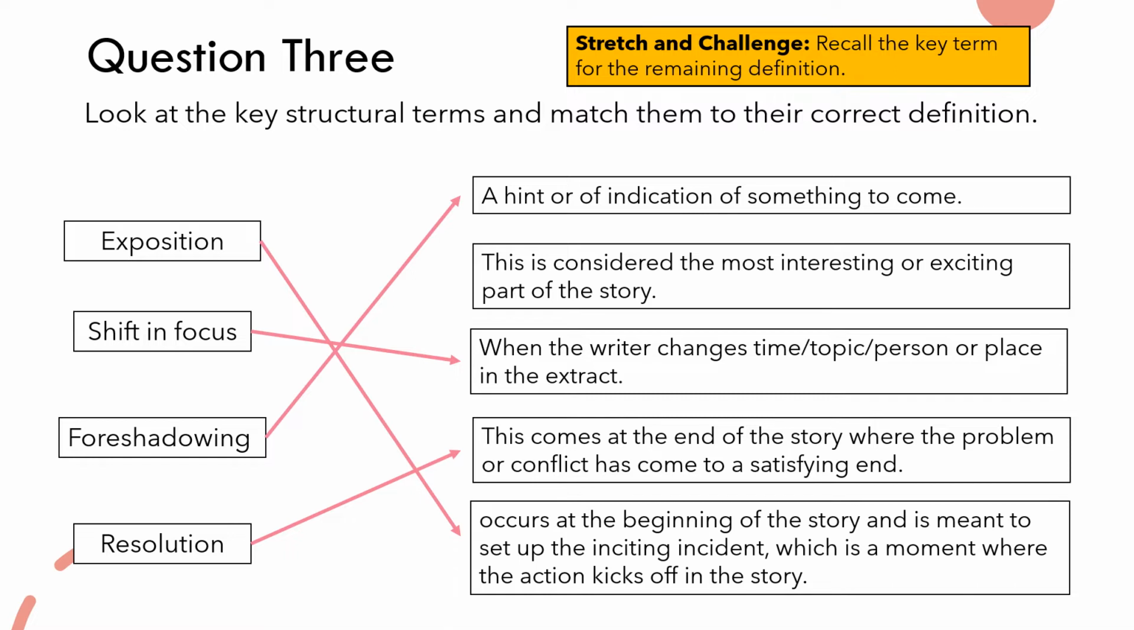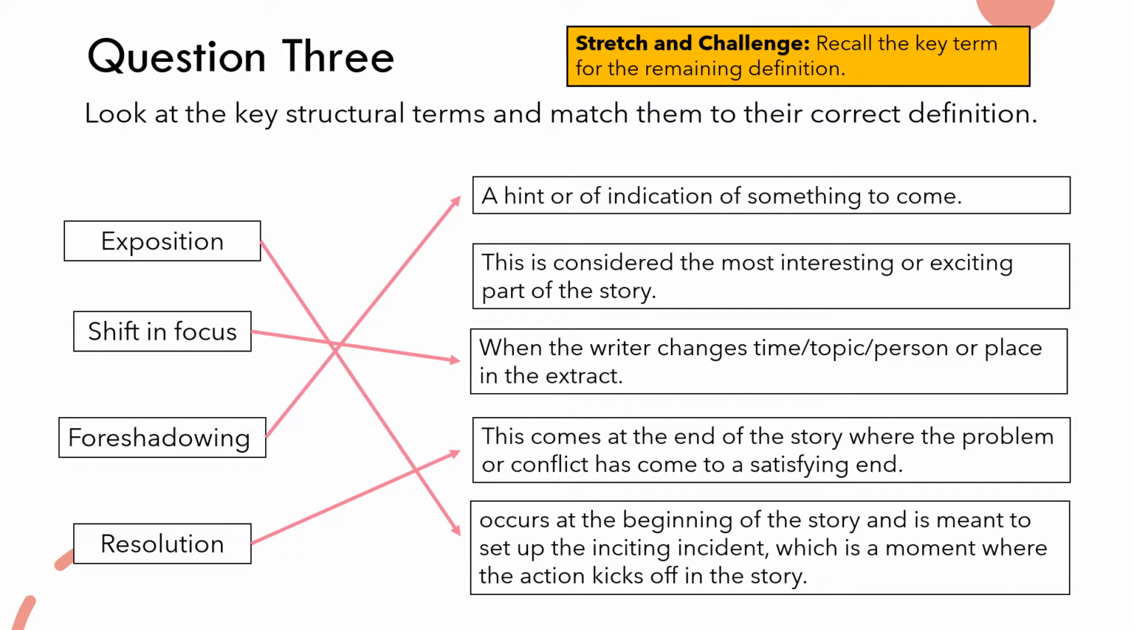If you have a look at the actual stretch and challenge task at the top of this slide, it says recall the key term for the remaining definition. So if we have a look over our right hand side, you can see that there's still one remaining that hasn't been matched up. So it says this is considered the most interesting or exciting part of the story. That is a really important one to know as well. We call that the climax, which means the most action, the most atmospheric, the most interesting part that you're going to get within the extract.